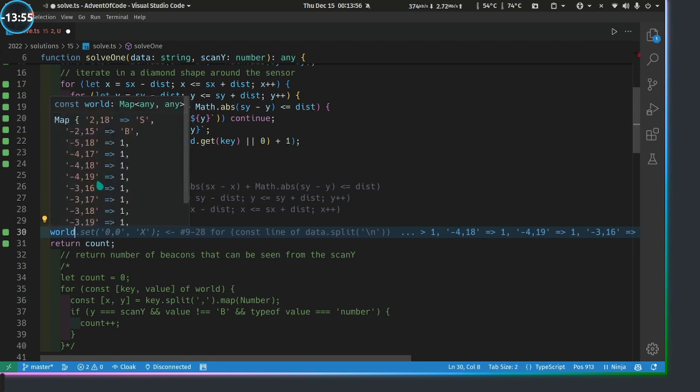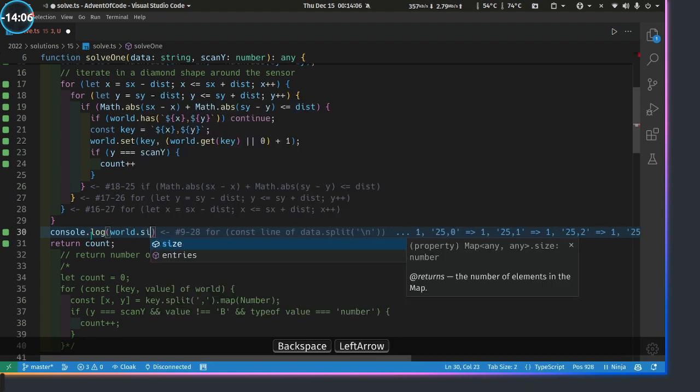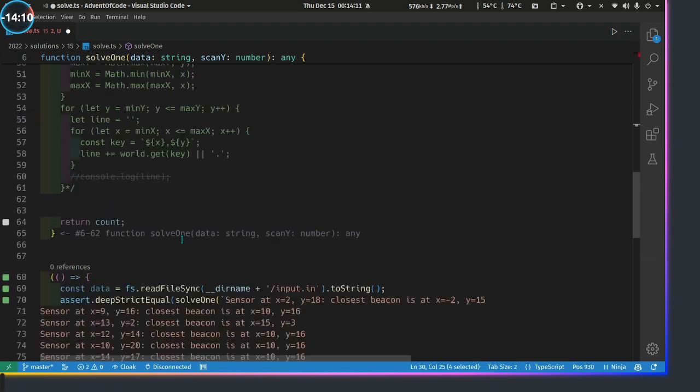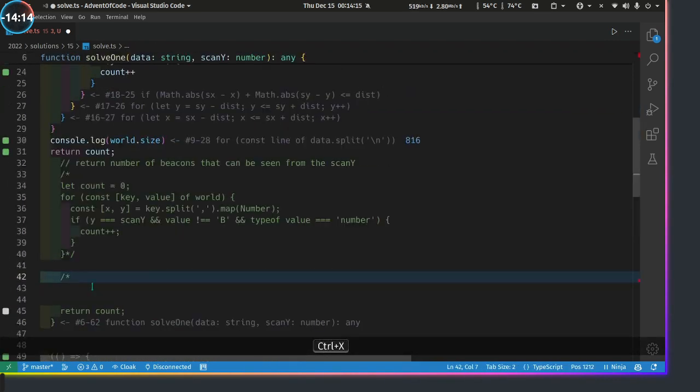Hello, world. Yeah, so you have lots of positions here. Counts a log of the world. It says 816. I imagine that's the problem. It'll scale in and stuff. Bring this visualization back, I suppose.